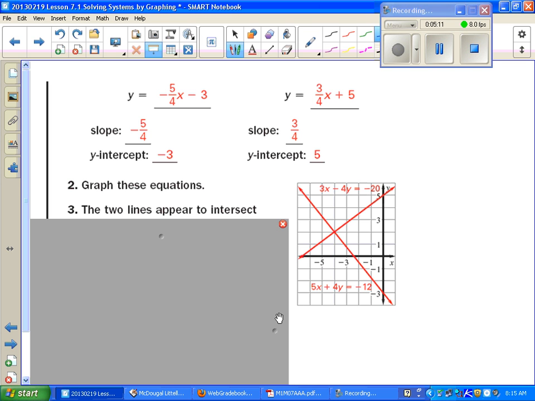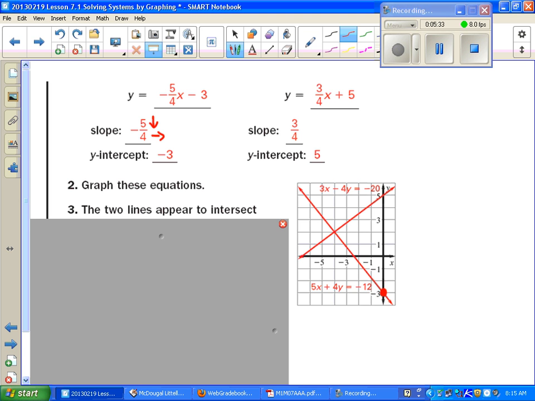Graph them on the same plane, like so. Begin with -3. So our first point will begin at -3. Our slope tells us to go down 5 and to the right 4 times. Remember, in this picture as you're looking at it, it's hard to go down 5 and to the right 4 times.